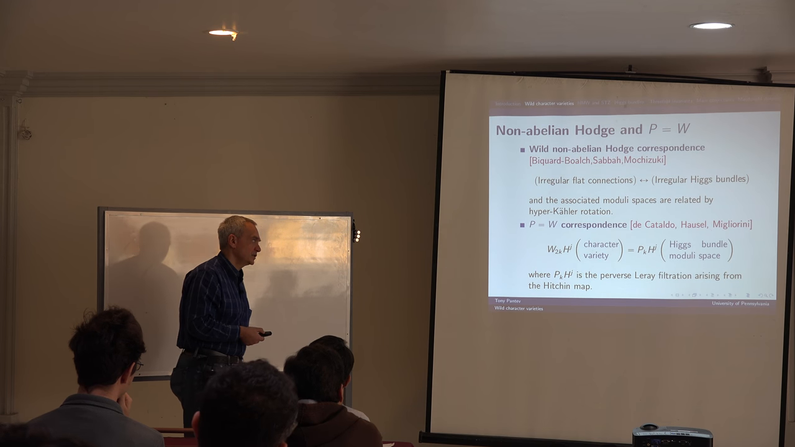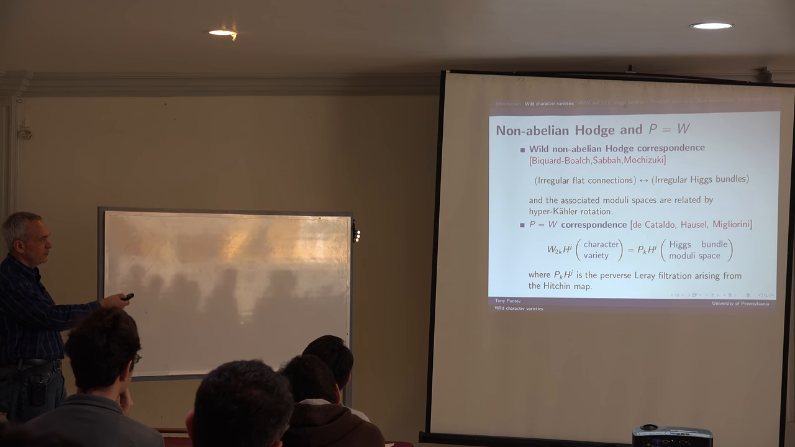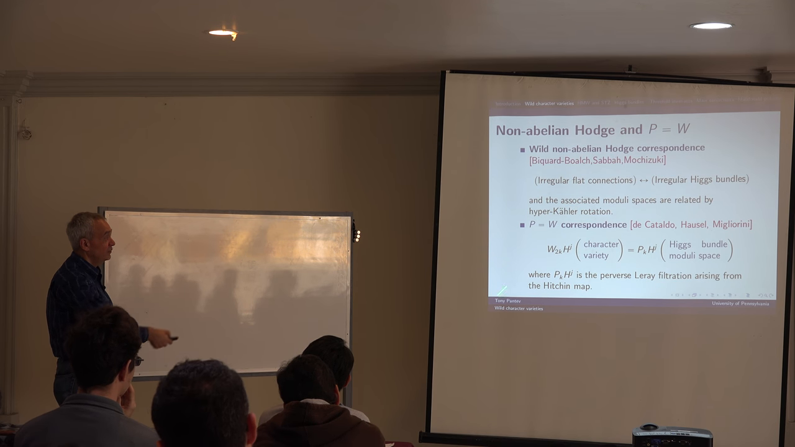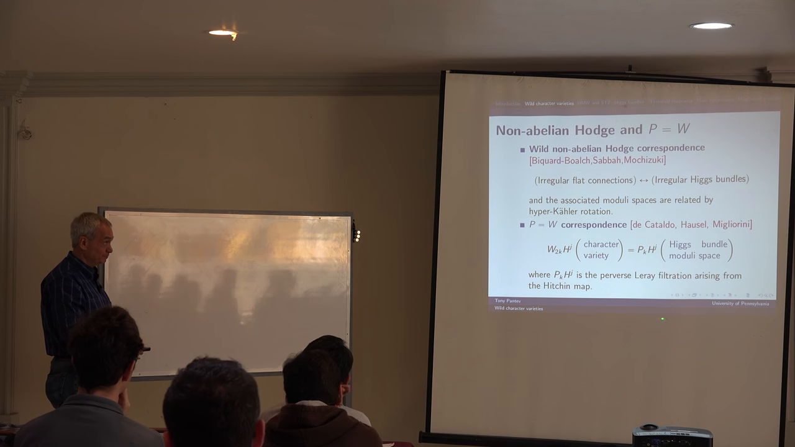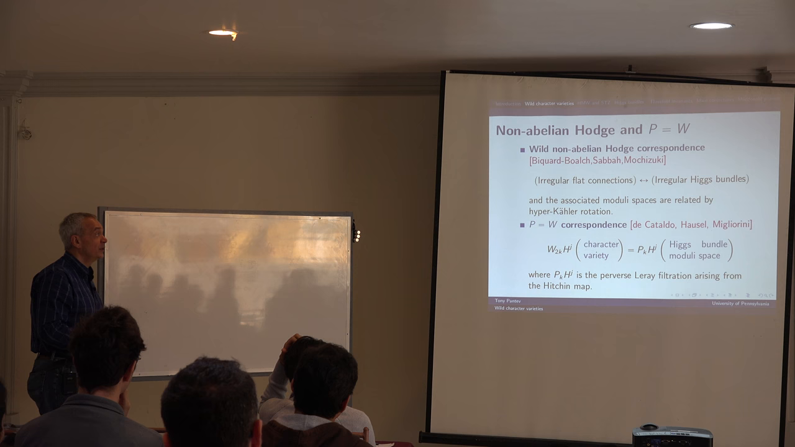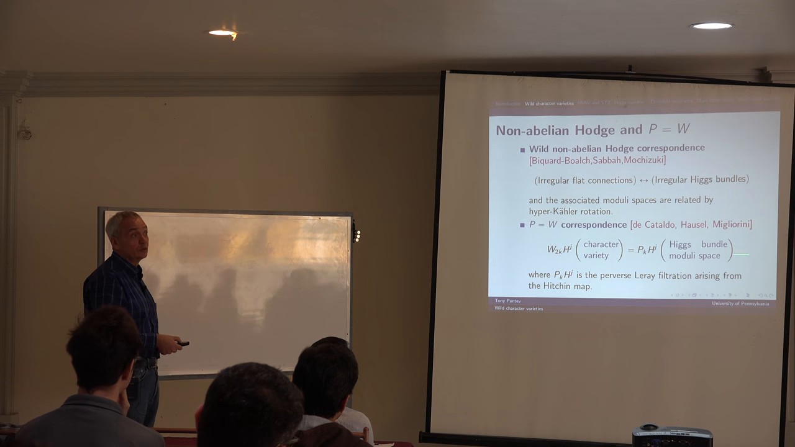Lagrangian abelian varieties. So the Leray spectral sequence has a limiting filtration, and if you take the Leray spectral sequence for intersection cohomologies, then you get a limiting filtration, which is this perverse Leray filtration. And so the conjecture of de Cataldo, Hausel, and Migliorini is that these two filtrations agree. This variety and this variety are topologically the same, but not algebraically or analytically. Each of them, for their own algebraic structure, has a filtration. This one comes from Hodge theory. This one comes from the Hitchin map and the Leray spectral sequence. And the claim is that those two agree.